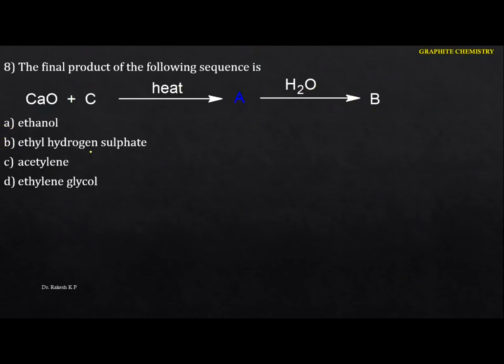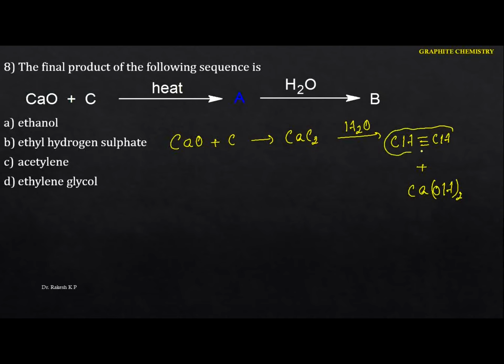The final product of the following sequence. Now see this one here. First, they have given calcium oxide. Calcium oxide combines with carbon to form calcium carbide. This calcium carbide, on treatment with water, gives a gas, that is acetylene, along with calcium hydroxide. So the main product we got here is acetylene.